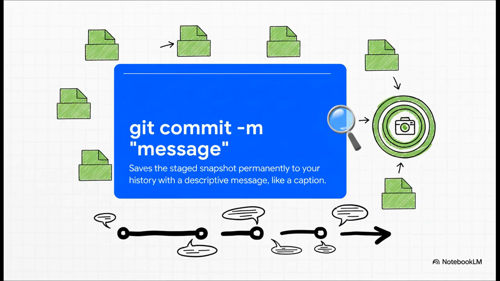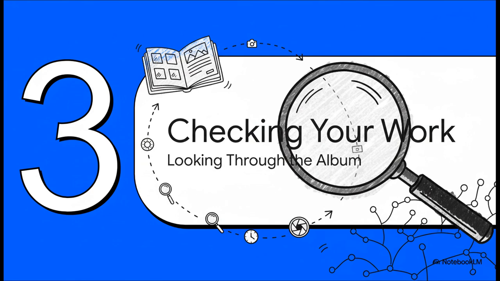And this is the final step in the loop, git commit. This command takes everything you've staged, all those green files, and saves them as one permanent snapshot in your history. That little M part is super important. It stands for message, and it's where you write a short description, like a caption for your photo. Wrote the first paragraph of chapter 1. So, you started printing photos into your album.